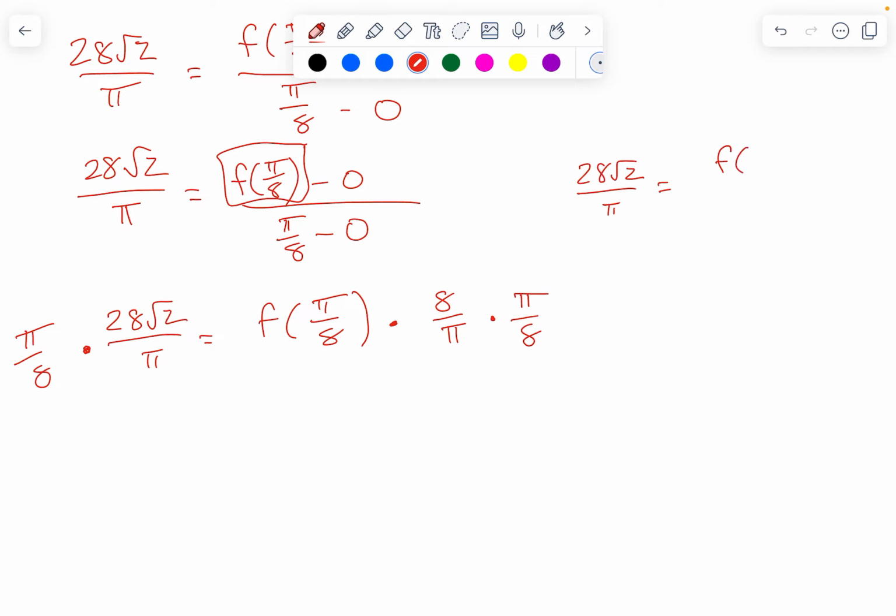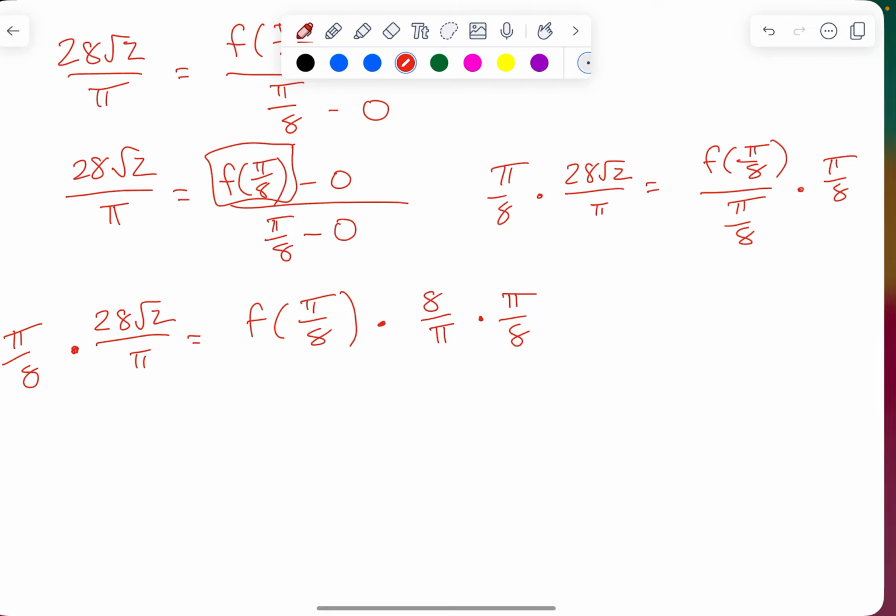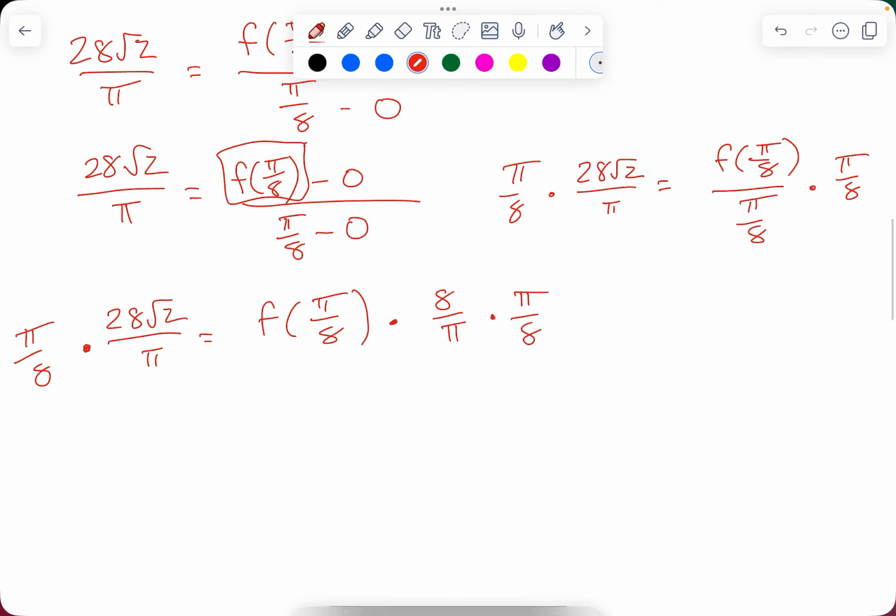So here's what we were looking at. Let me say it a little bit better. I'm dividing by pi over 8, so if I multiply both sides by pi over 8, then I just have f of pi over 8 on that side. Okay, so then what happens? The pi's cancel. Here, let's use another color. Pi's cancel here and here. 28 over 8 is 7.